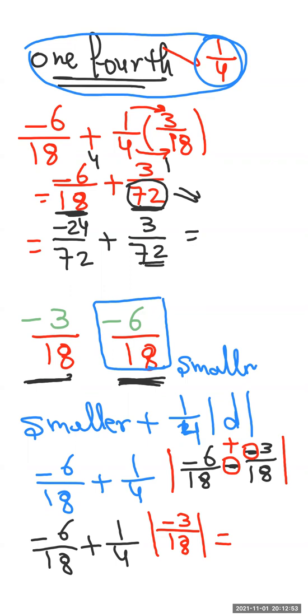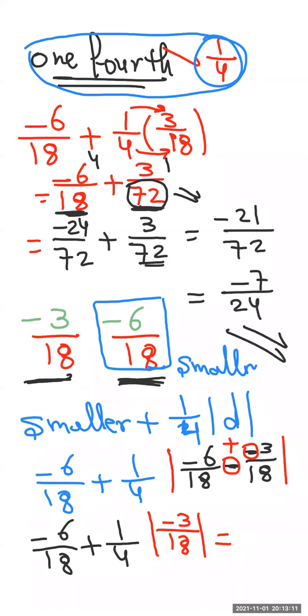So now the number will equal -21/72. Can we simplify it? Of course, we can divide it by 3. So it will equal -21 divided by 3 equal -7, and 72 divided by 3 equal 24. That's it. So that was the solution steps of this question.